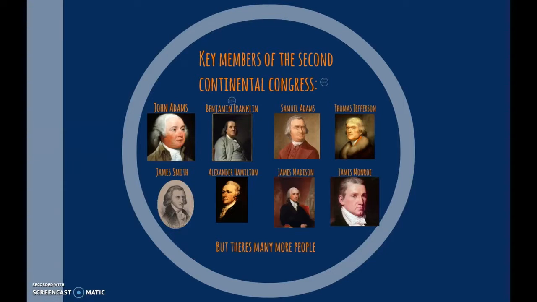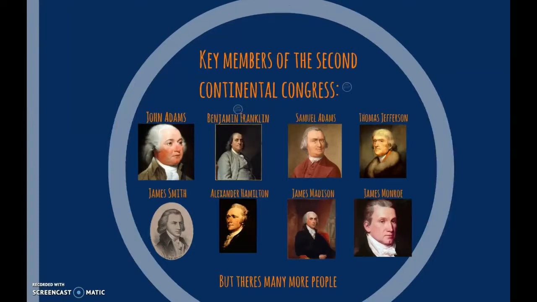Some key members of the Second Continental Congress were John Adams, Benjamin Franklin, Samuel Adams, Thomas Jefferson, James Smith, Alexander Hamilton, James Madison, and James Monroe. And there were also many more people that were a part of the Continental Congress, but these are the main contributors.